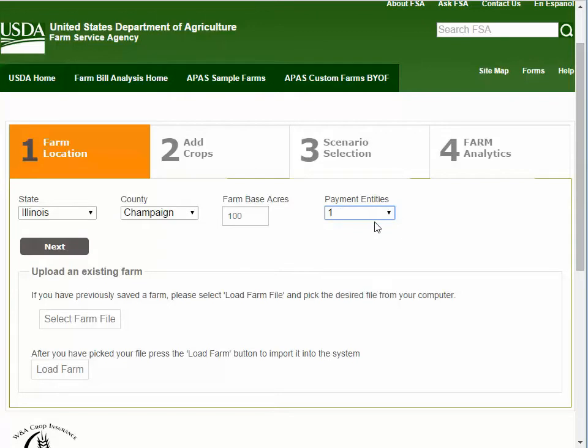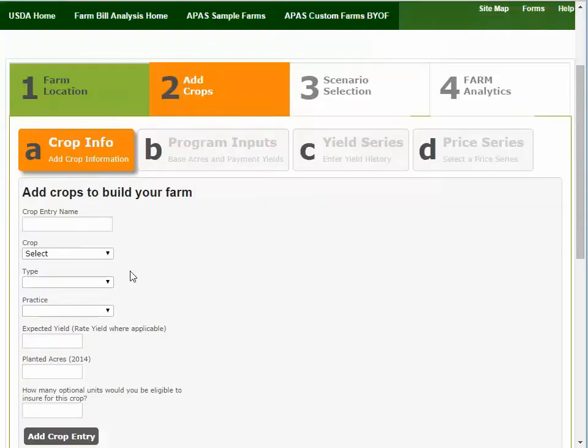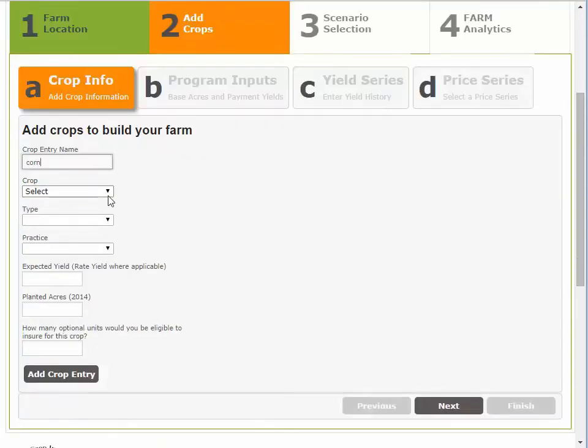If you add more payment entities, we build in the $125,000 payment limitation into APAS. If you had built this before, you could load your farm back into APAS, but let's go on. And I just want to look at corn, so I'm going to add a corn and Build Your Own Farm. So in Build Your Own Farm, you start at farm location, add crops, and then look at the scenarios you're going to add. I am going to look at corn, and in corn we have grain, non-irrigated.